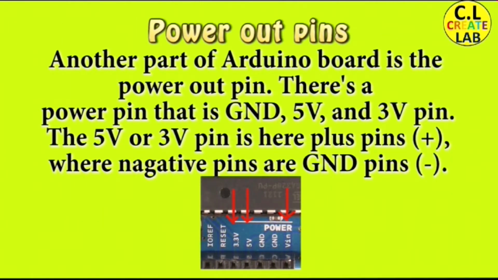Power out pins. Another part of the Arduino board is the power out pins. There are power pins that are ground, 5 volts, and 3.3 volts pins. The 5 volts or 3.3 volts pin is the plus pin, whereas the negative pins are ground pins.